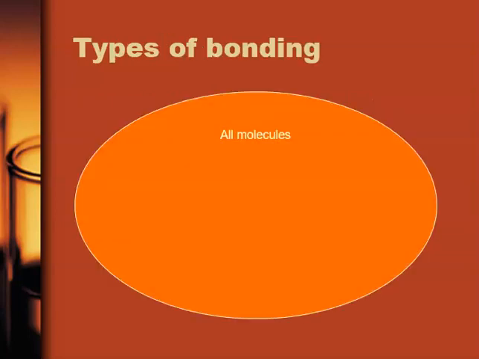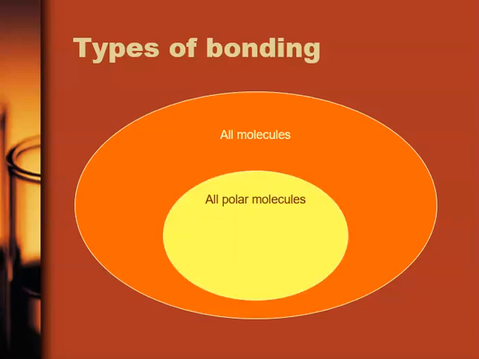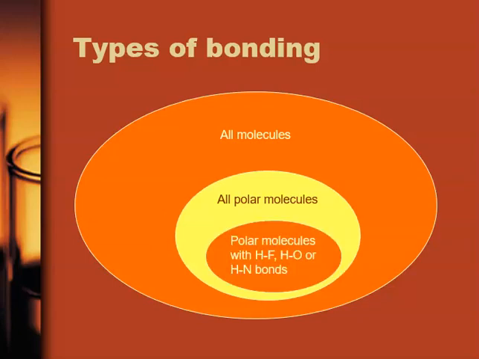But if we consider all molecules have temporary dipoles, okay, so that's the temporary dipoles. Then we have our polar molecules, which have temporary dipoles and permanent dipoles. And finally, we have our polar molecules that have HF, HO, or HN bonds, and those have permanent dipoles, temporary dipoles, and hydrogen bonds.